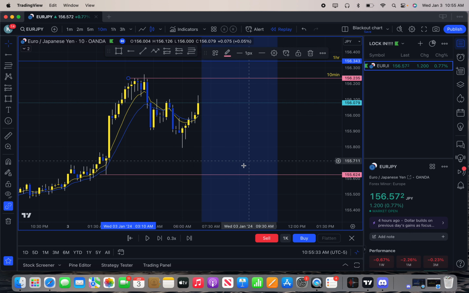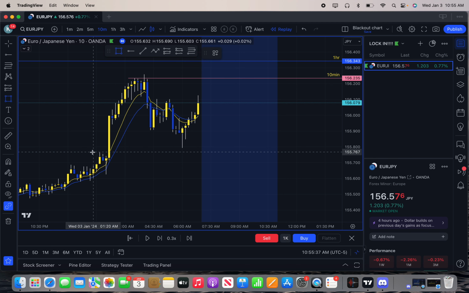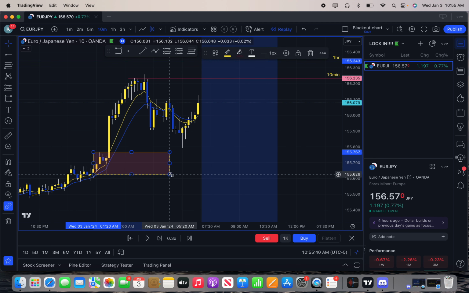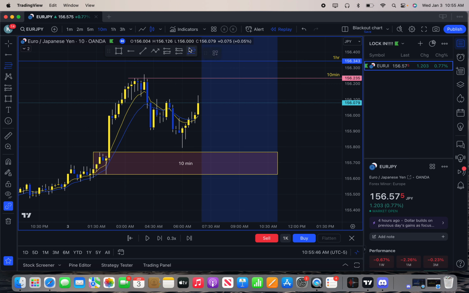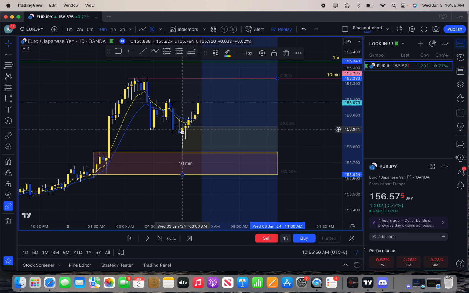So what we want to do is go ahead and mark this as a 10-minute, and we'll mark our high probability area, which is right here. And we understand that this is already more than 50%. I don't need to draw the fib to show that it's more than 50%, but I'm going to do it anyway for the video. Way past 50%. So this is a really, really good zone.